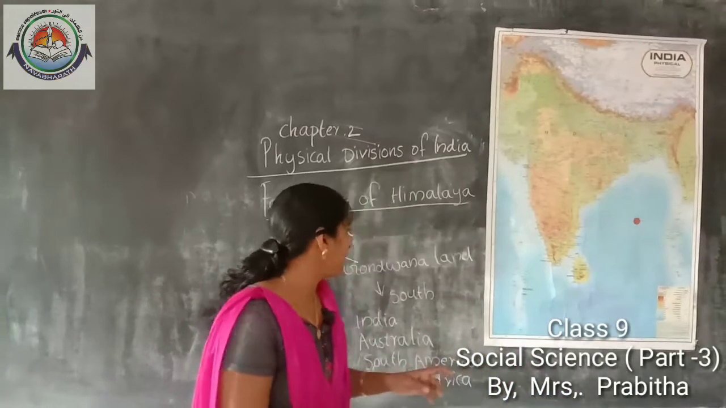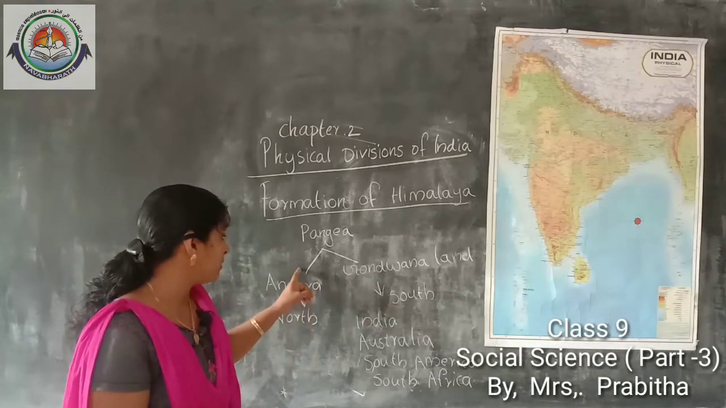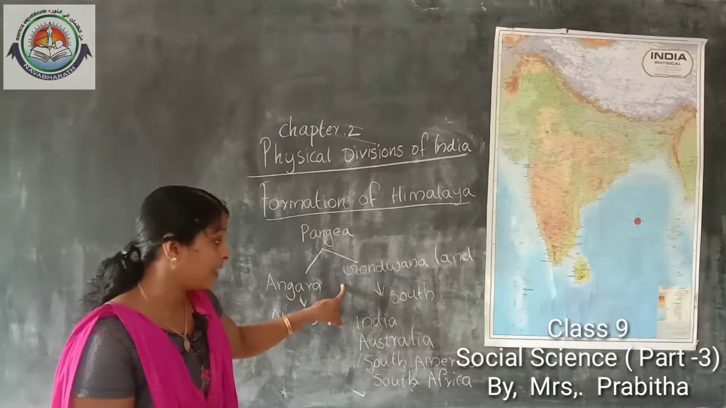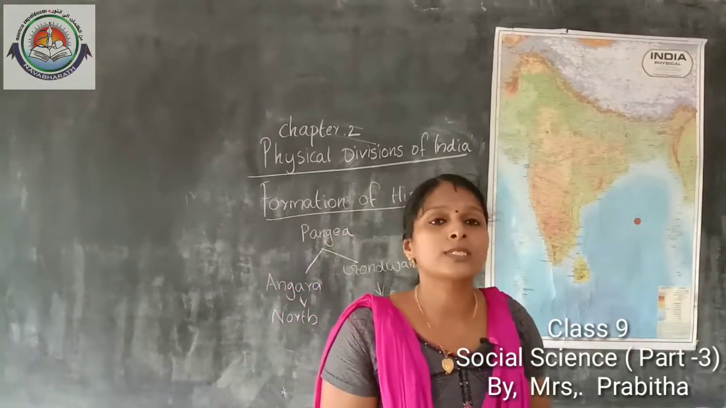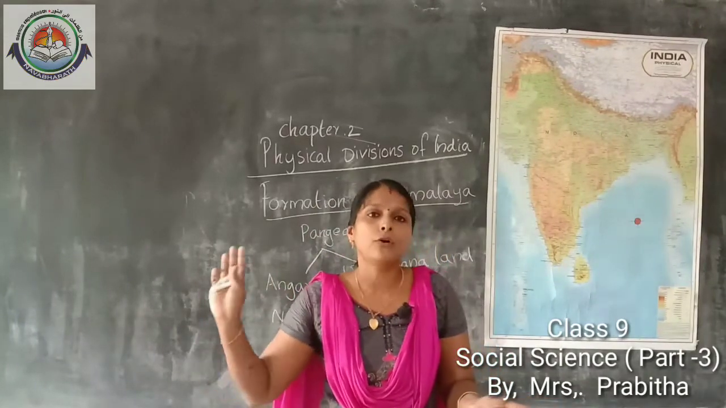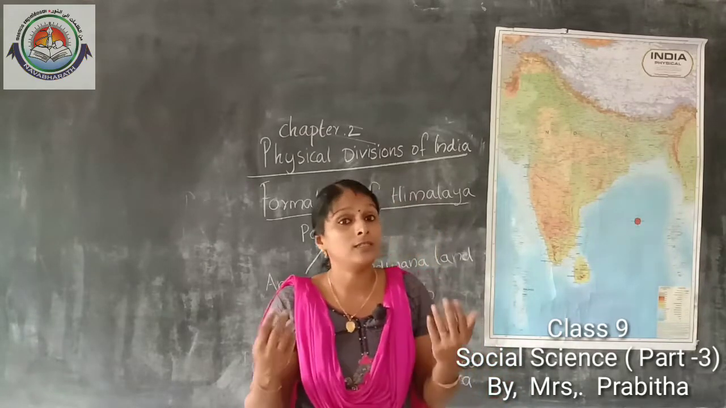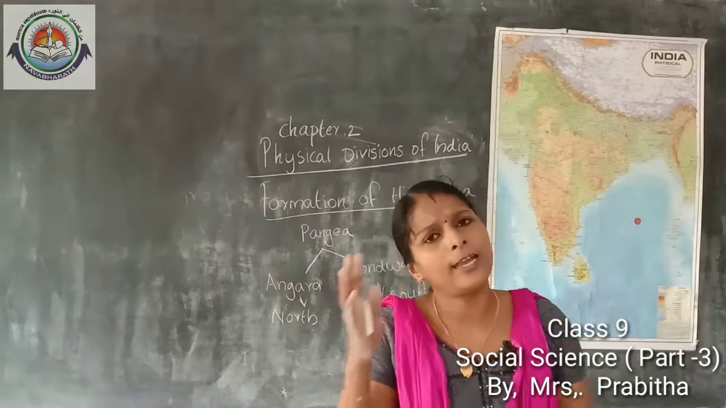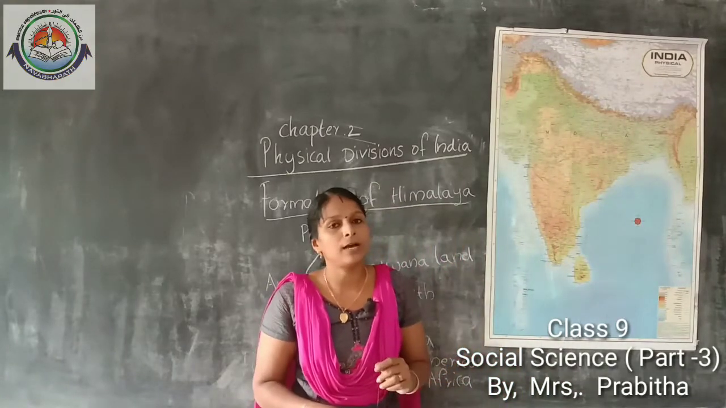Okay. Once again I will say, earlier there was only one continent, it was Pangaea. The northern part of Pangaea was known as Angara and the southern part was known as Gondwana land. Due to the convectional current inside the earth, the Indo-Australian plate separated from Gondwana land and moved towards the north. Due to this northward movement, it collided with the Eurasian plate and it caused the formation of sedimentary rocks. The sedimentary rocks got accumulated again and it caused the formation of Himalaya. I think everybody understood how these Himalayas are formed.